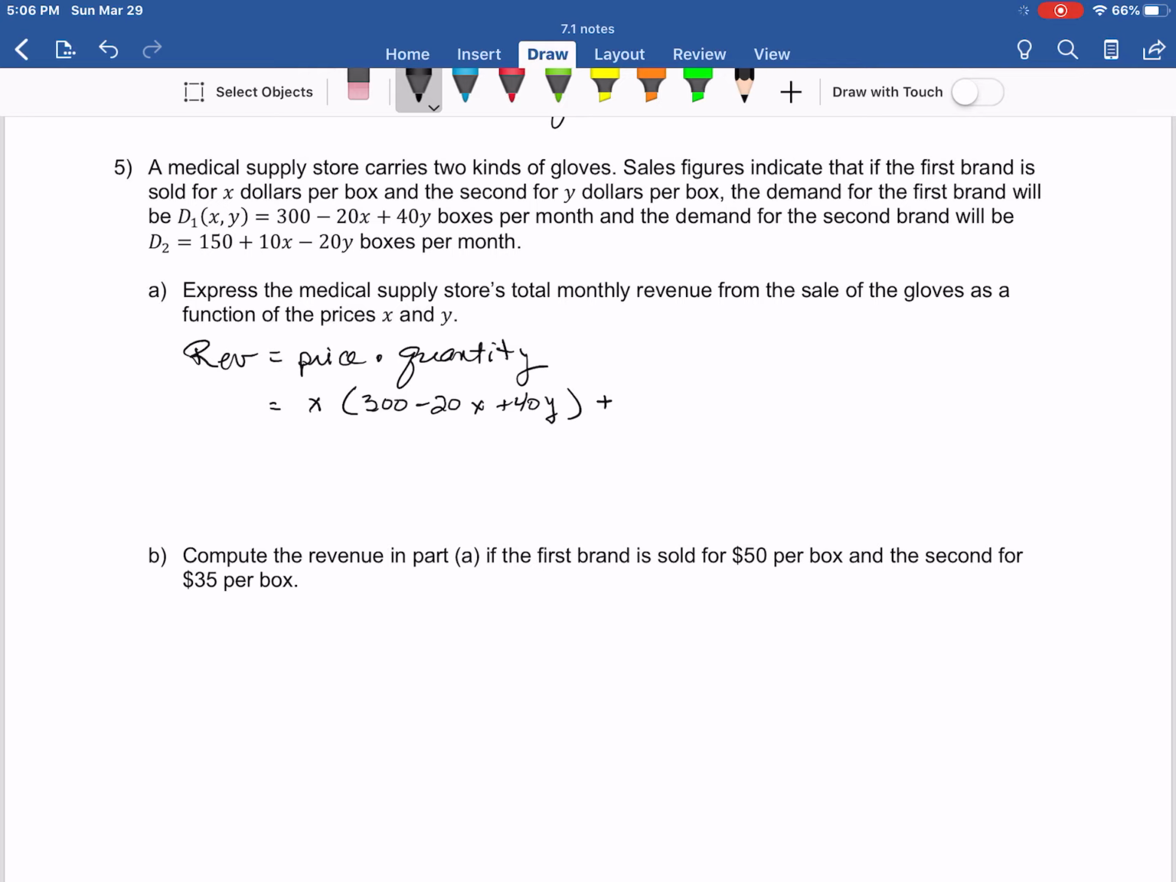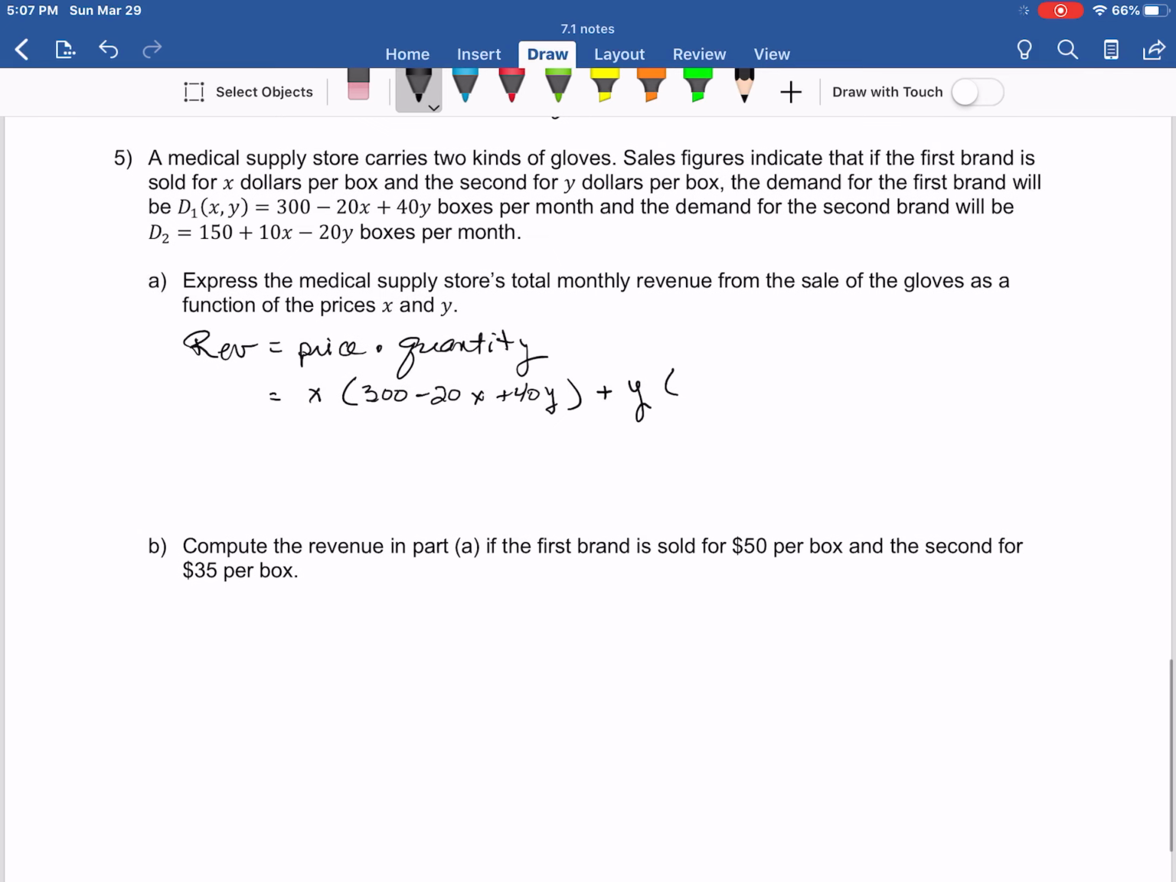Then you have to consider what's happening with your second brand. The second brand is being sold for Y dollars per box, and at that price point, you can expect to sell according to your second demand function. It's given as 150 plus 10x minus 20y boxes at that price point. All right, so this is your revenue function. We will go ahead and simplify this, and then if we have any like terms to combine, we will.